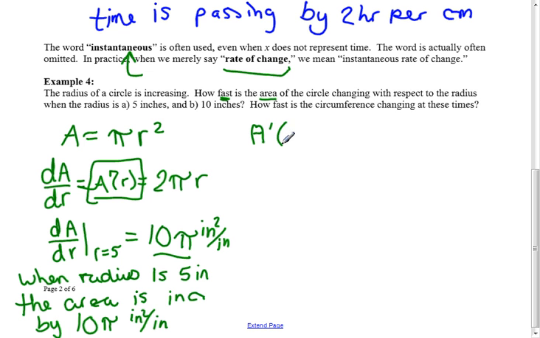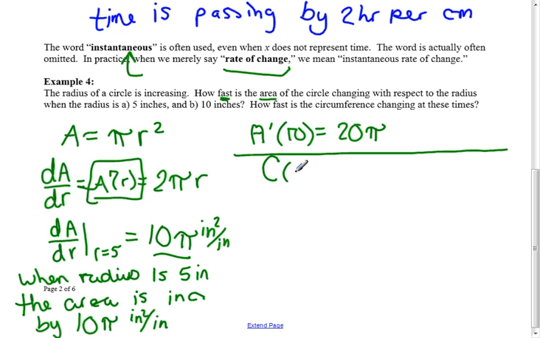Alright, and the same thing at 10, so I'll just write it using the alternate form here. A prime of 10, if we plug it in, it'll be 20 pi. In this case, it would be when the radius is 10 inches, the area is increasing by 20 pi square inches per inch. Alright, and we have one more part to discuss. How fast is the circumference changing at these times? So the circumference is given by 2 pi r.